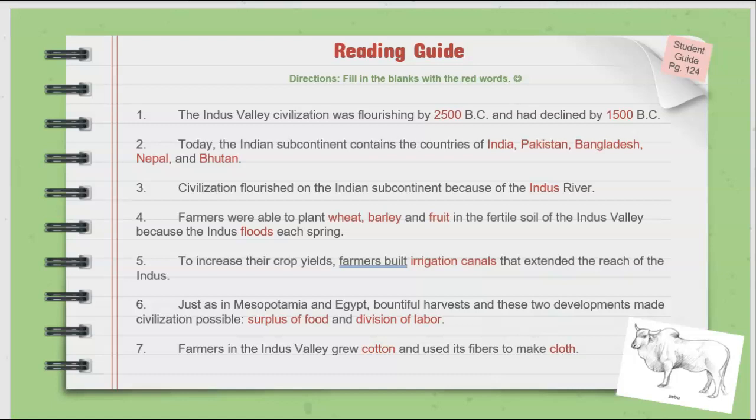Farmers were able to plant wheat, barley, and fruit in the fertile soil of the Indus Valley because the Indus floods each spring, and it was very consistent with its flooding, much like the Nile. To increase crop yields, farmers built irrigation canals that extended the reach of the Indus River. Just as in Mesopotamia and Egypt, bountiful harvests and these two developments made civilization possible: a surplus of food and a division of labor. And question number 7: farmers in the Indus Valley grew cotton and used its fibers to make cloth. Again, you can pause this video if needed to fill those in or just check your answers.